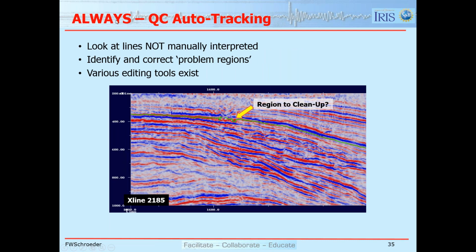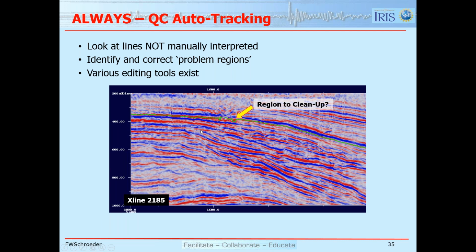I can't emphasize this too much. If you auto-track, always do quality control. So here's a line that was not manually picked. The auto tracker has extended the green horizon in here. And so this looks pretty good on the left. Then it jumps up and down where I have the cycle split or the 2 reds. And then it's consistently picking the upper red. And so this is an area where I might want to go in and do some cleanup.